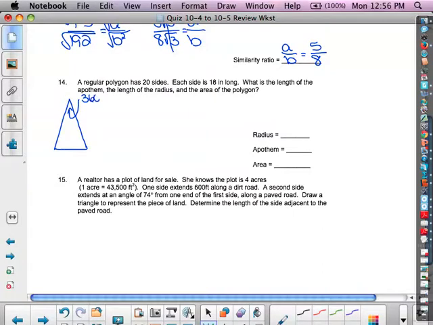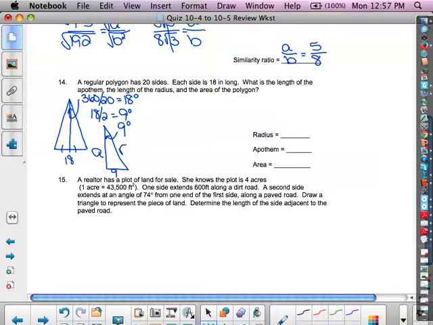So 360 divided by 20 gives me a central angle measure of 18 degrees. Remember that the apothem bisects that angle and bisects the side, so 18 divided by 2 gives me an angle measure of 9. Here's the triangle with that vertex angle of 9 degrees. The length of each side is 18. That makes half of that a 9. You need to find the apothem and you need to find the radius.